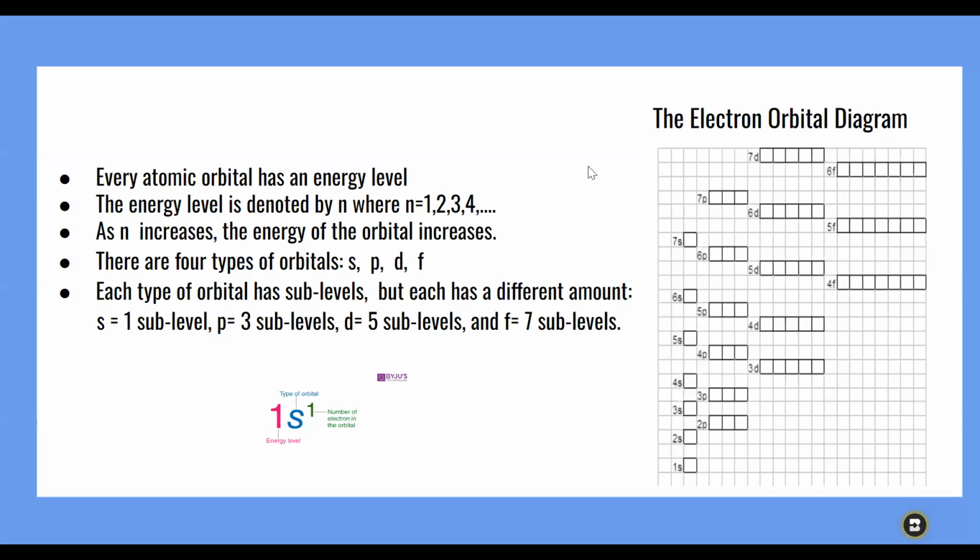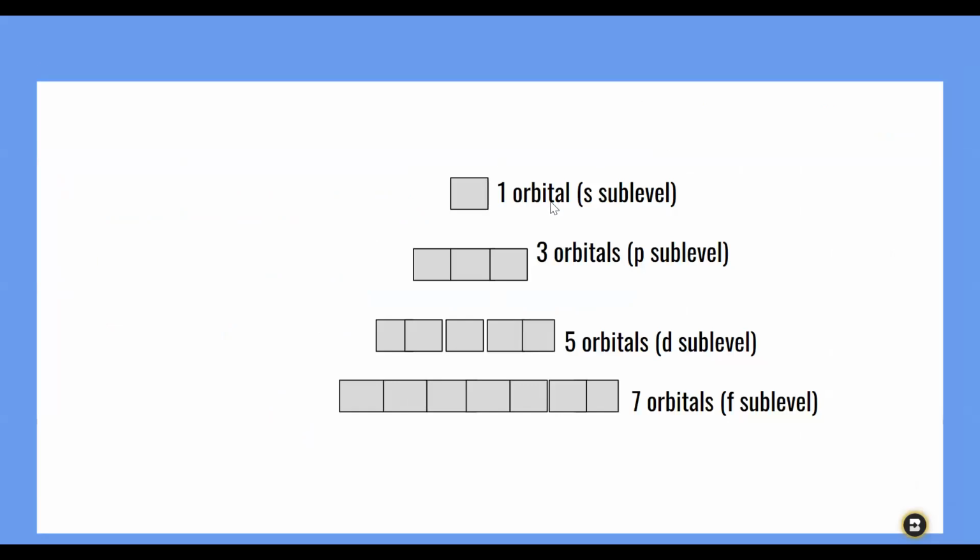But before we do that, let's also look at more things. You see here, it says energy level. This one is type of orbital. This is number of electrons in the orbital. So I'll explain this later. You see here, 1 orbital, 3 orbitals, 5 orbitals, and 7 orbitals. 7 orbitals, F sublevel.